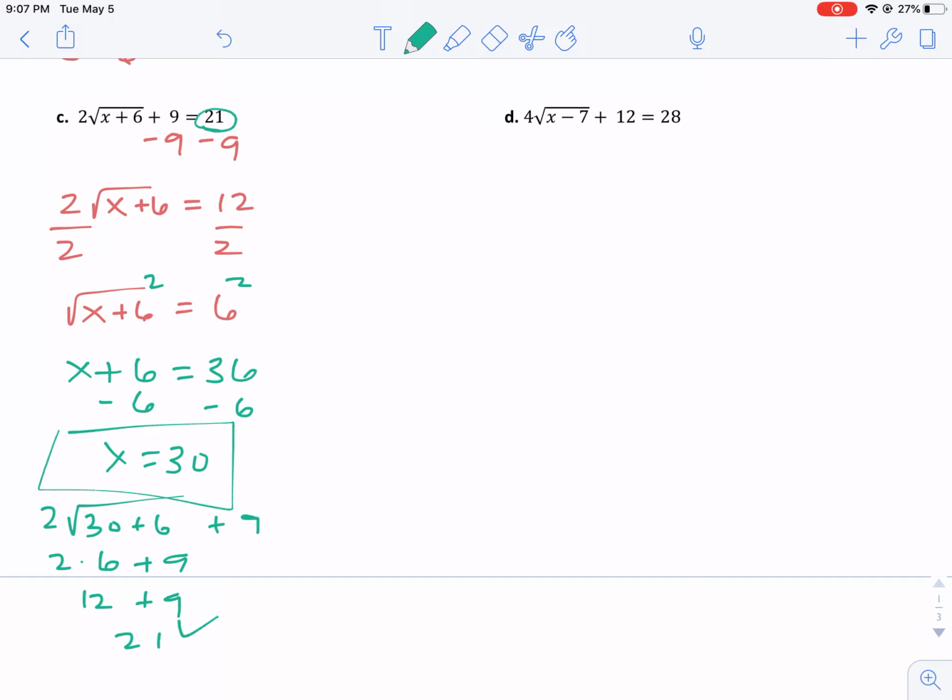All right, the last one, we have 4 root x minus 7 plus 12 equals 28. So we're going to start by subtracting 12 from both sides. That leaves us with 4 root x minus 7 equals 16. Divide both sides by 4, leaves us with root x minus 7 equals 4.